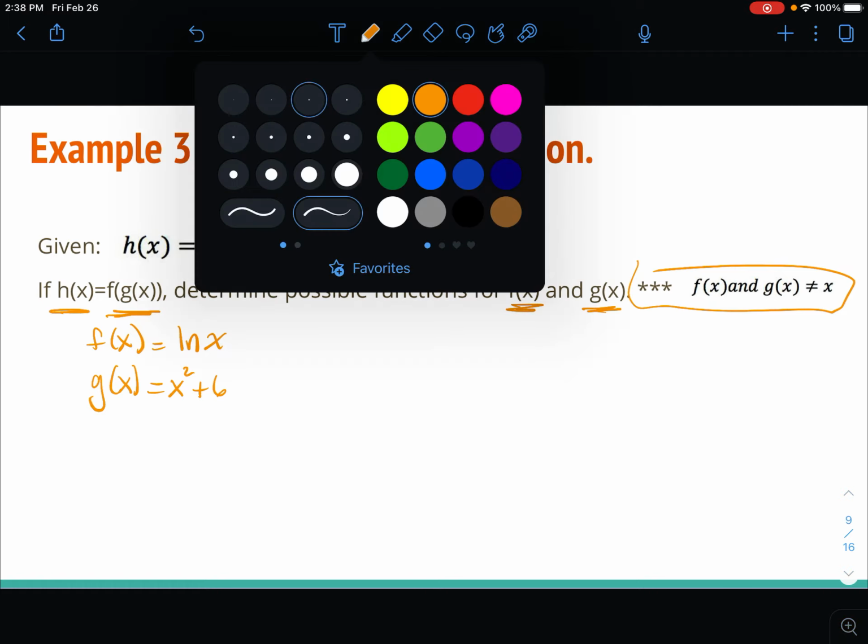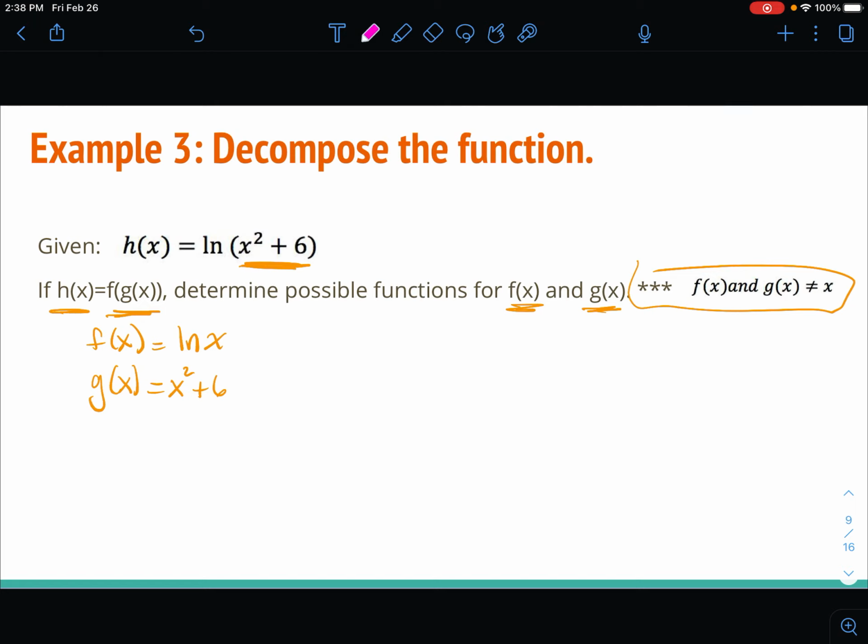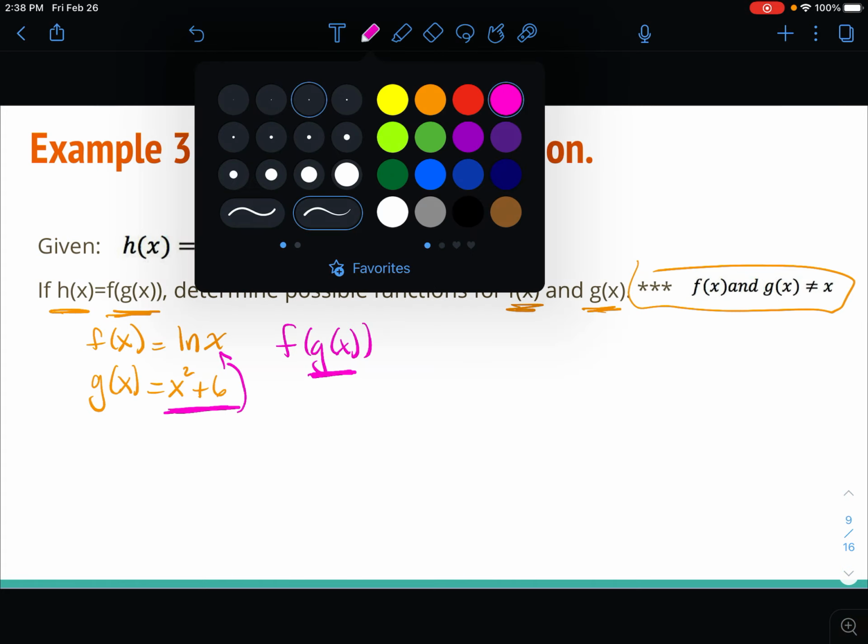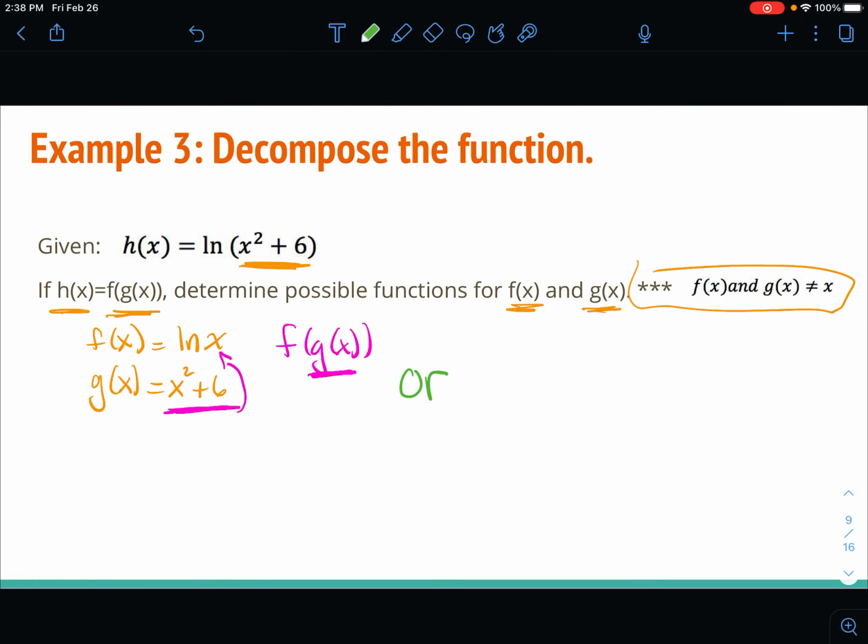Okay, so what happened here is we said, hey, let's let, because remember this is f of g of x. So the input, we're saying, hey, let's make this be the input, and let's put it in place of x in function f. Natural log of the input is natural log of x squared plus 6. Okay, now, there's other ways to do this, and there may be more than the 2 I'm just going to show you, but I'll start with these 2.